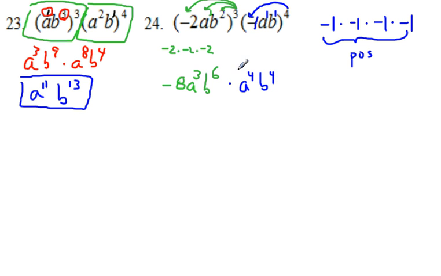Now that all my double exponents are gone, I multiply the big numbers, add the little numbers. Negative 8. For A, 3 plus 4 is 7. For B, 6 plus 4 is 10. That's it. There's our answer.